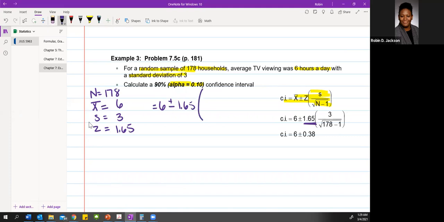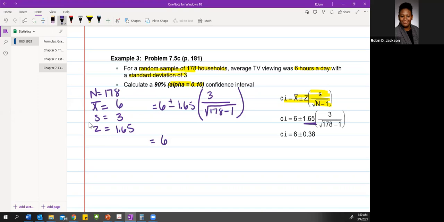Now let's go ahead and do everything in the parentheses. We have a sample standard deviation of 3. That's going to be divided by the square root of N, 178 minus 1. At this point, I'm just going to work through the steps. I'll try to talk as I'm working through them, and I'll try to go at a reasonable pace. I tend to work through these problems pretty quickly. All right, let's go for it.